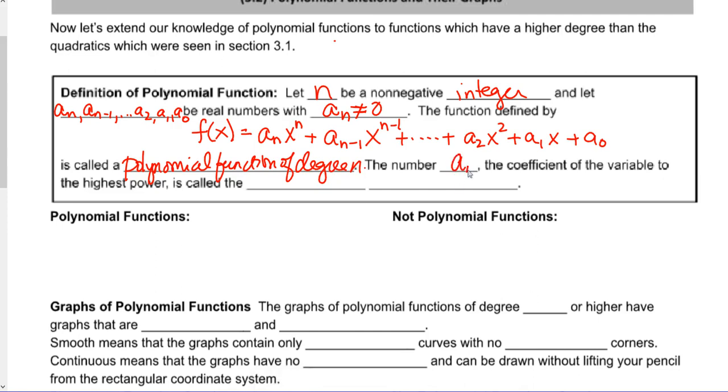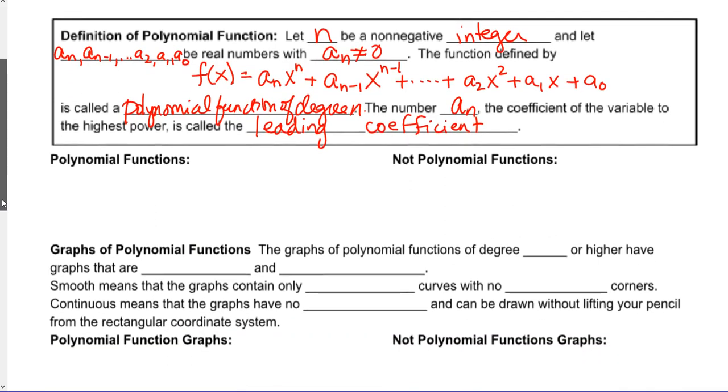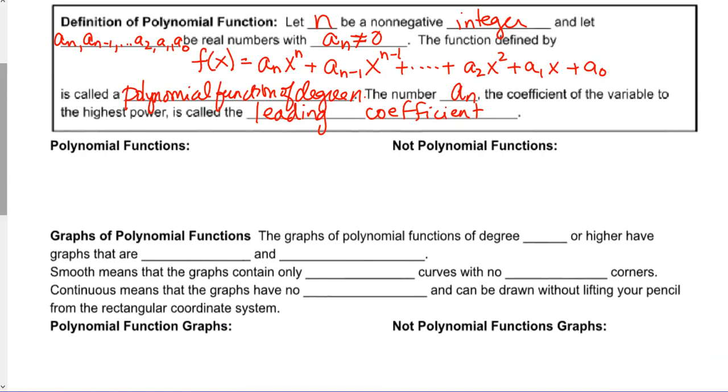Okay, and the number a sub n, which is this guy in front of the highest power, that is the coefficient of the variable to the highest power, is called the leading coefficient. So if you write it in descending order, starting with your highest down to your lowest, which includes the constant at the end, then whatever number is in front is what we refer to as the leading coefficient. Now, that is important for multiple things. Looking at the way the graph is orientated, it also brings into account some horizontal asymptotes that we'll see later on. But actually, that wouldn't be with polynomial functions. Excuse me on that. But the leading coefficient will help us with some graphing pieces.